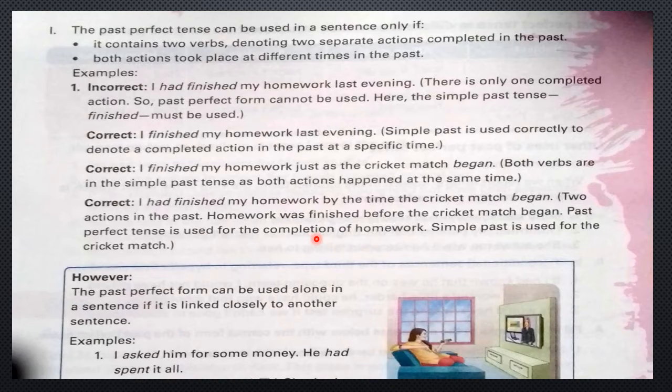Hope you have understood. Now, however, something is told here. The past perfect form can be used alone in a sentence if it is linked closely to another sentence. If it is linked closely to another sentence, then past perfect can be used. I asked him for some money. He had spent it all. I asked him for some money, but he had spent it all. So here the second slide comes to an end, and let us move on to the next slide to see what things are there.